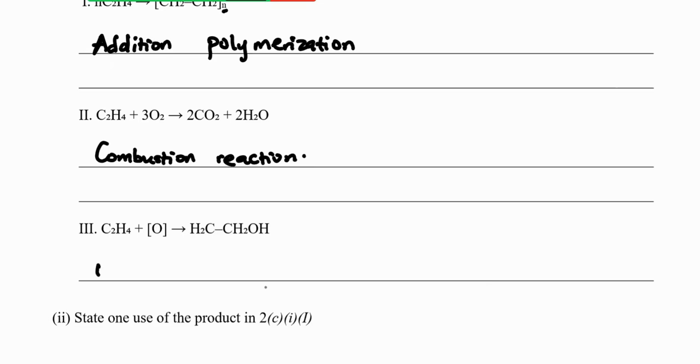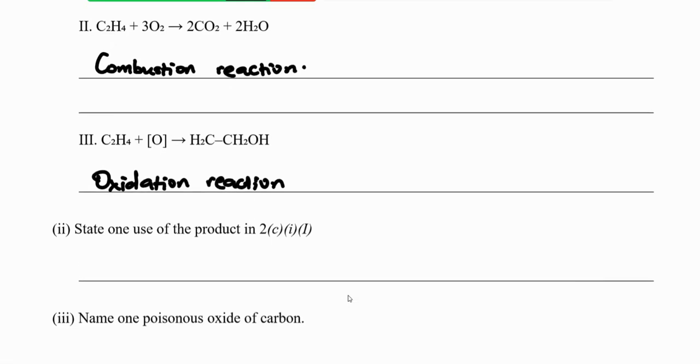Okay, and the last one is an oxidation reaction. Now, both of them involve oxygen, but the difference is that an oxidation reaction just involves the addition of oxygen. Okay, it has its own definitions. But combustion involves seeing in the product carbon dioxide and water, or carbon monoxide and water. Oxidation also involves the loss of electrons, so it just depends. But in this case, we are talking about the addition of oxygen.